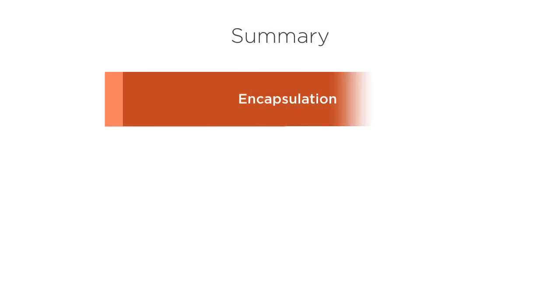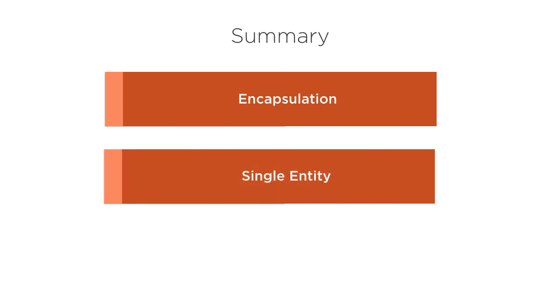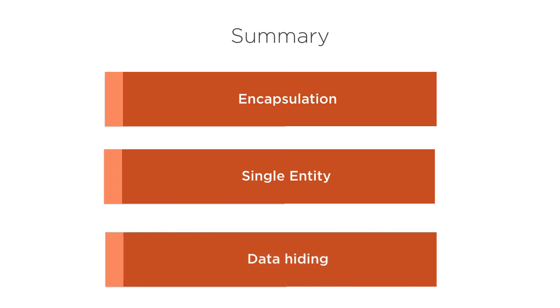In this video, we looked at the concept of encapsulation, which involves wrapping up all the attributes and methods of an object as a single entity, as well as data hiding, which is achieved by declaring the variables as private and creating appropriate getter and setter methods, which are public.